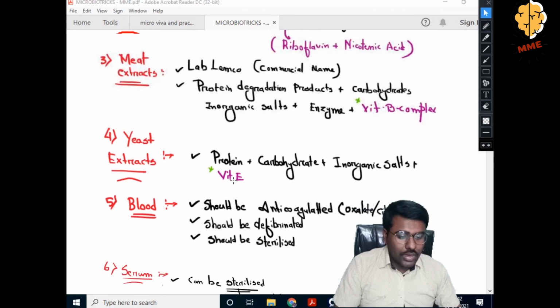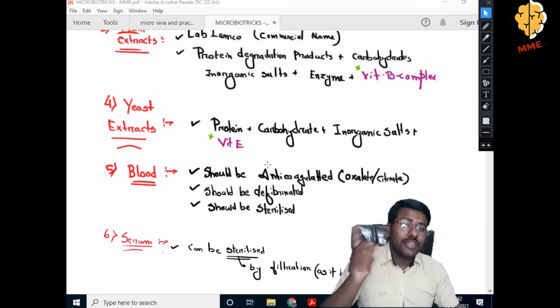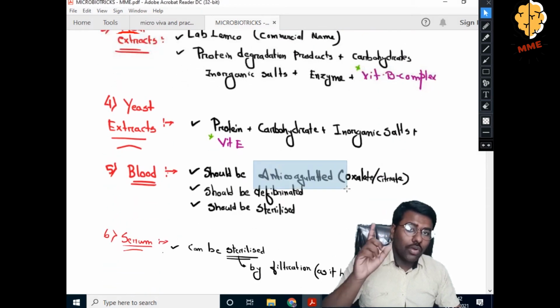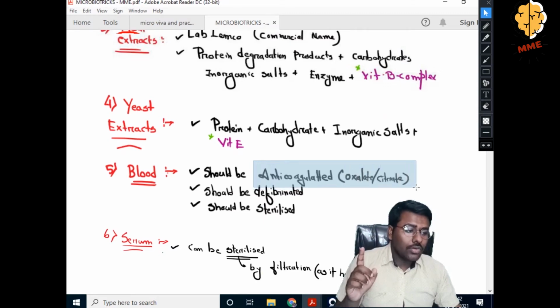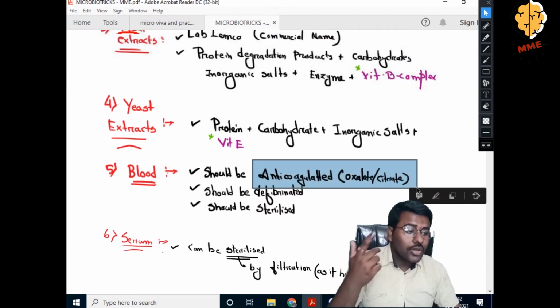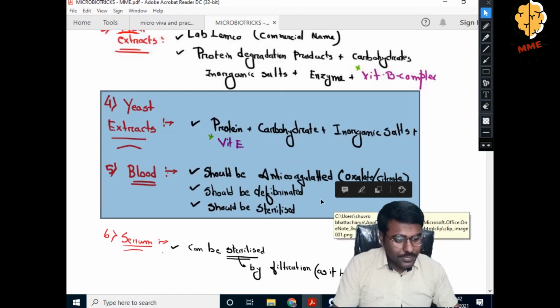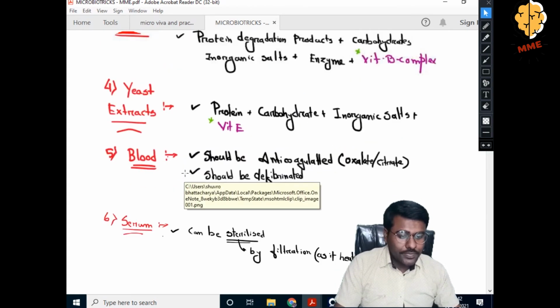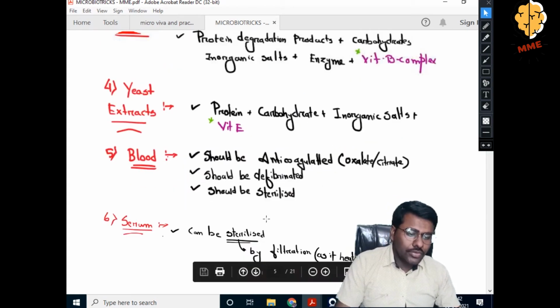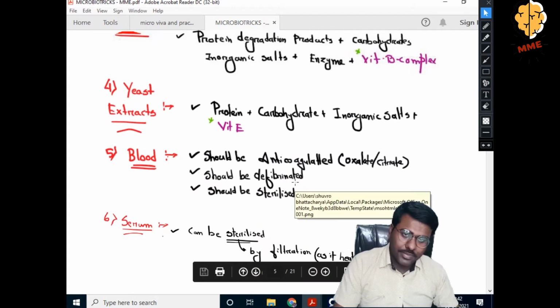Now coming to the blood. In case of blood, what is the blood? First, this is the anticoagulated blood, and what is the anticoagulant used here? Oxalate and citrate. Okay, now coming to the serum. Serum can be sterilized by the filtration method.